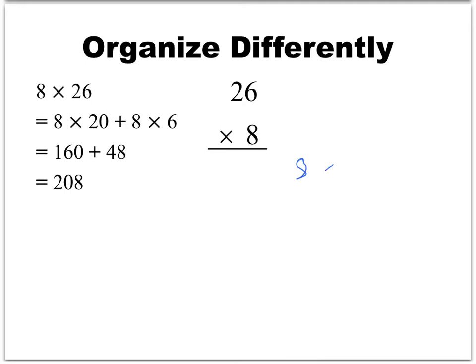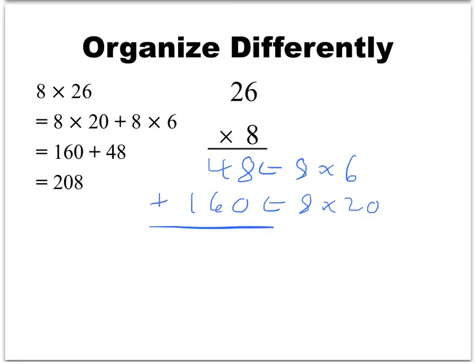So we're going to write 8 times 6 off to the side here. I'm going to put a little arrow here. We do that arithmetic, 8 times 6 is 48. So now we're going to take our second partial product, 8 times 20, and write that off to the side here. And 8 times 20 is 160. And now we're going to add those results together.